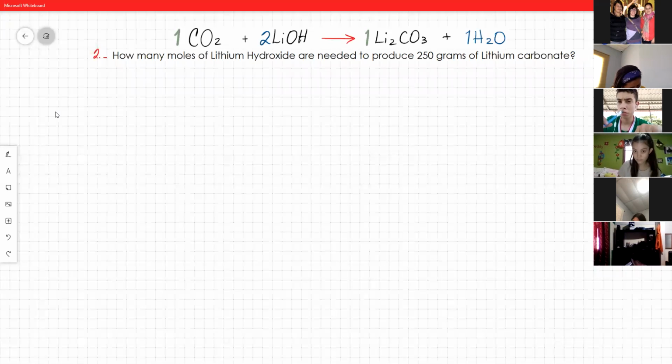So you have the equation. What you have to do in the first place is check that it's balanced. Because it is balanced, we continue to the next step, that is the givens.